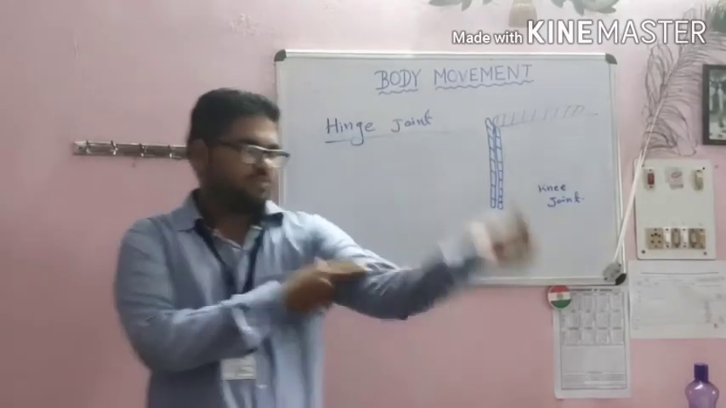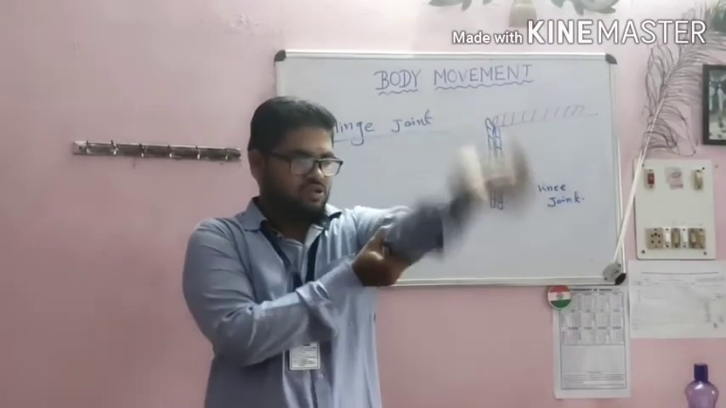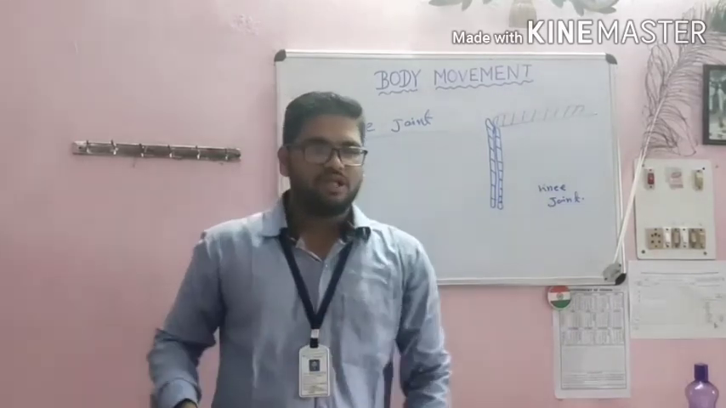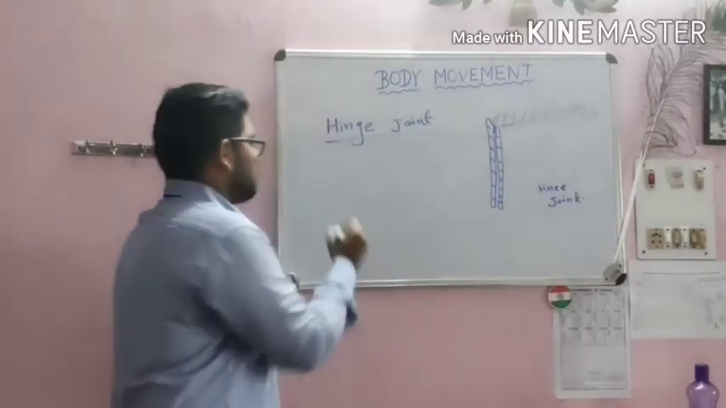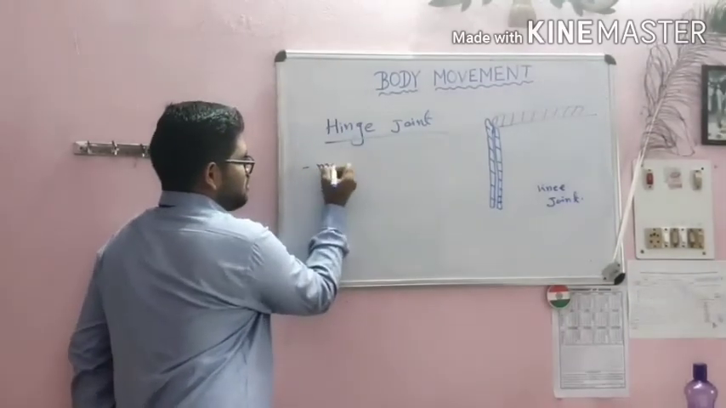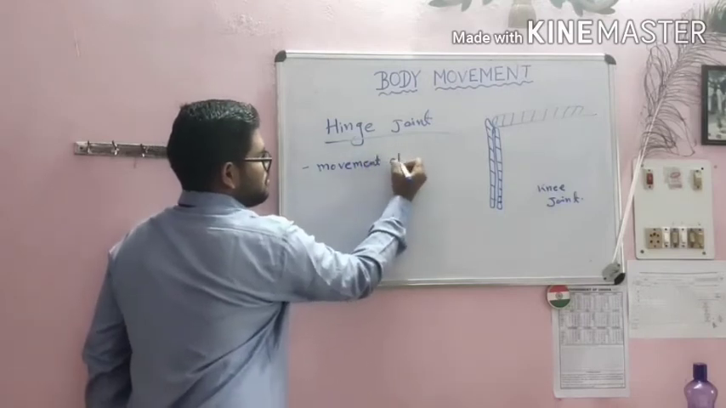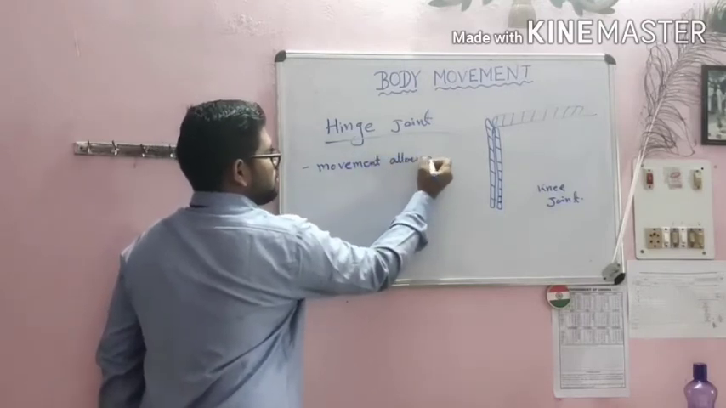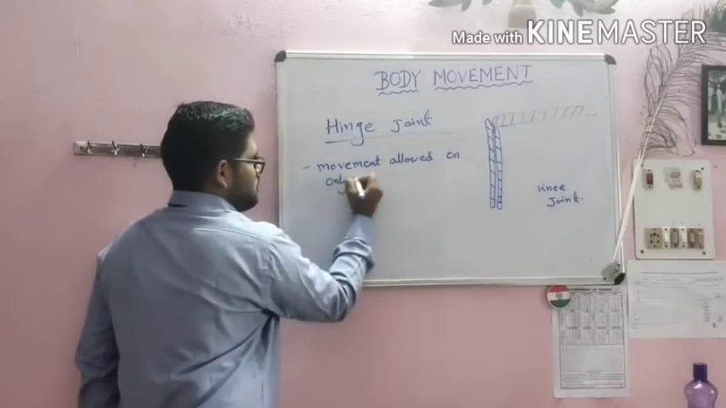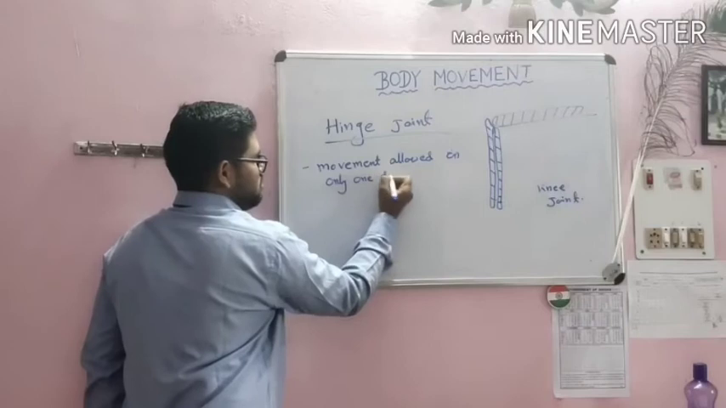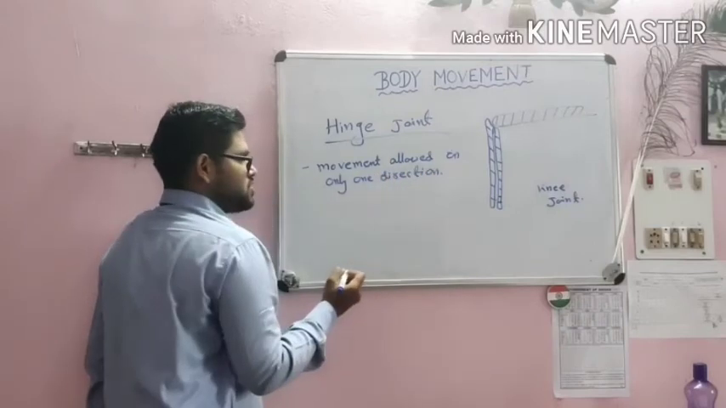In case of our elbow, our hand is only able to move in this direction, not in the backward direction. Similarly, legs are also able to move in only one direction. So the point is, movement allowed in only one direction. This is the first point.